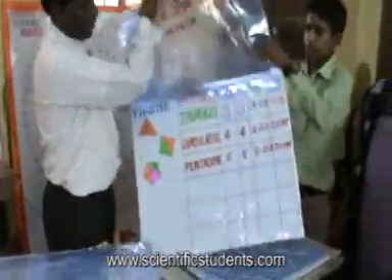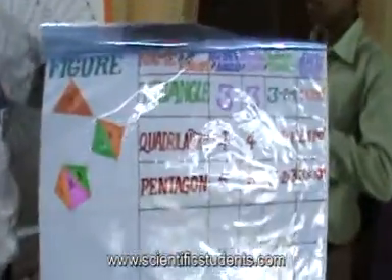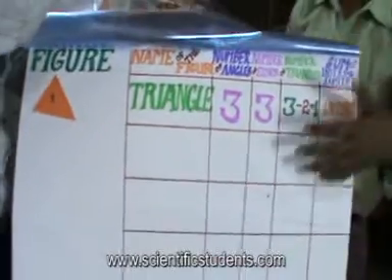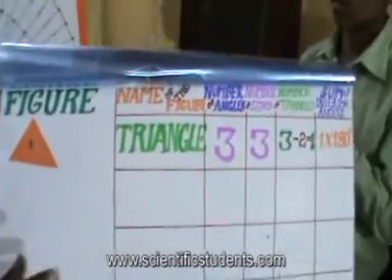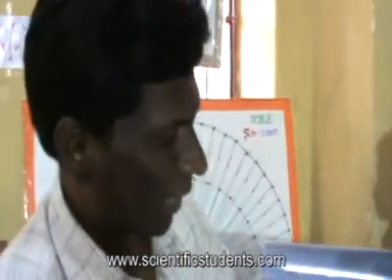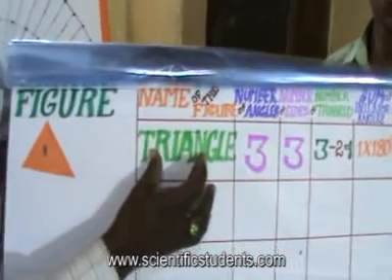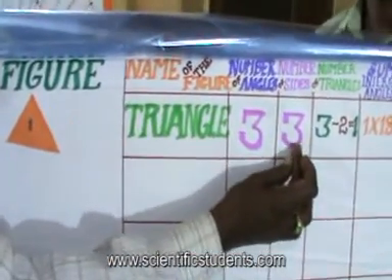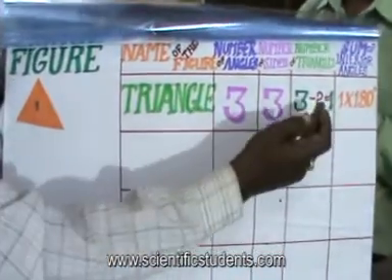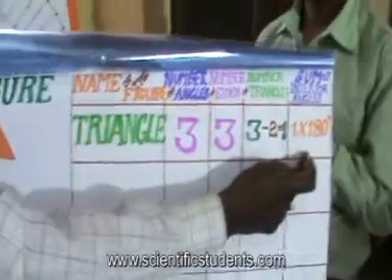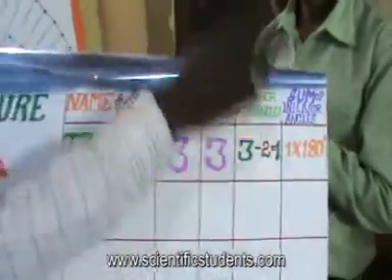Next, I want to share this chart. I want to elicit that the sum of the interior angles of any polygon is n minus 2 into 180. For that, I have taken this in the figure. This is the name of the figure, number of angles, number of sides, and number of triangles. Then the sum of the interior angles in terms of 180.